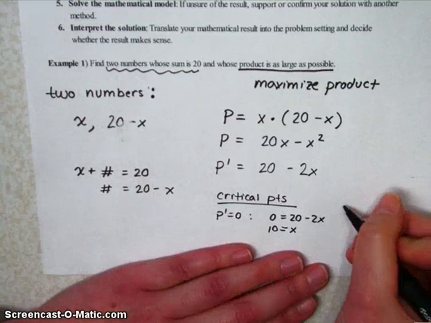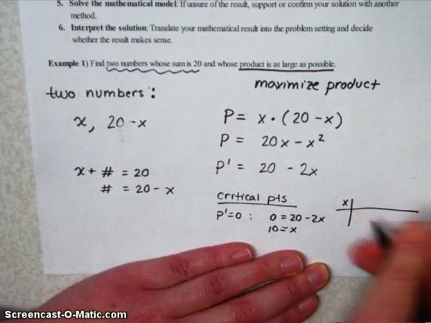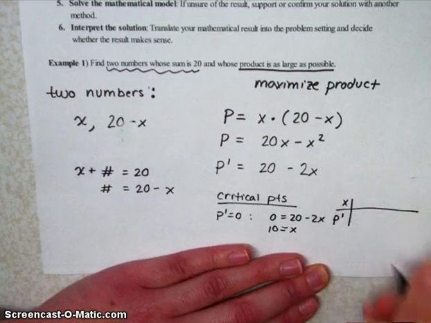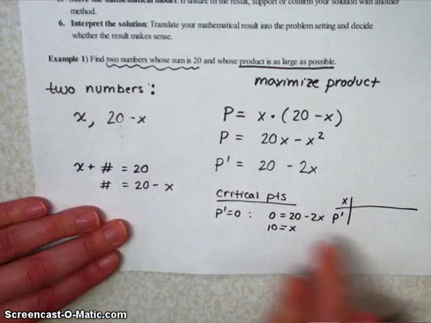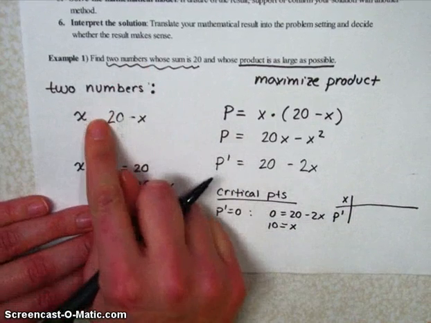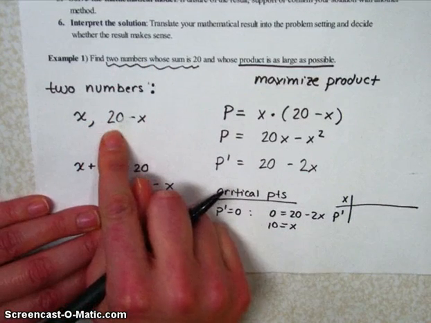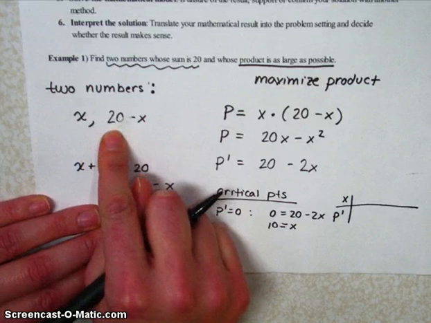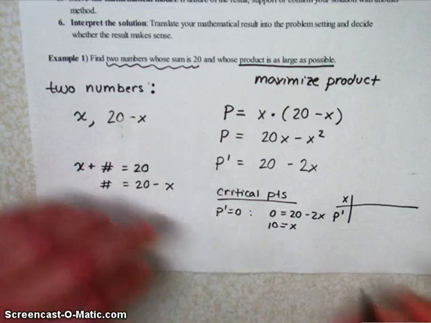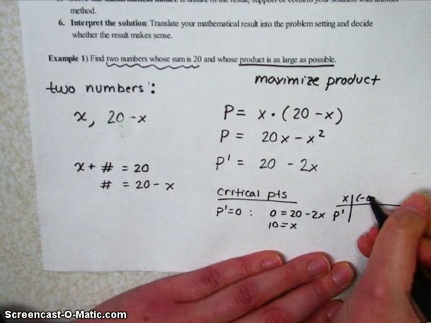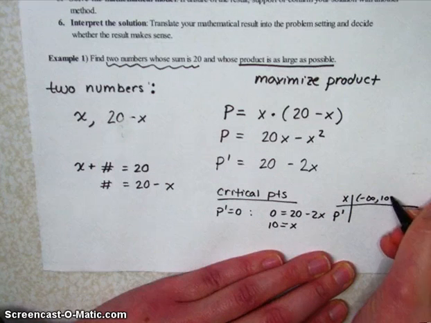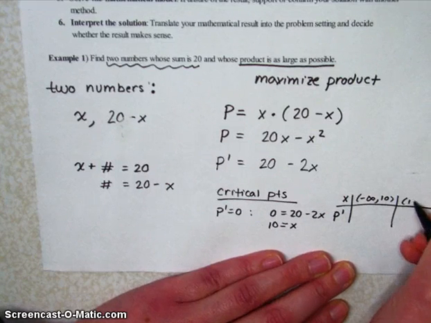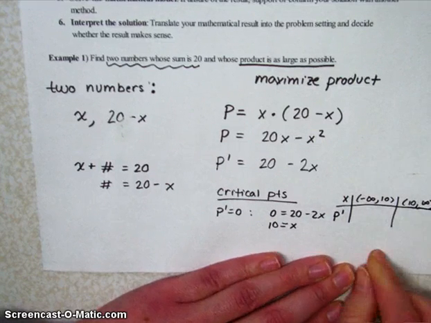So now I'm going to make my table. And I'm going to use p prime here just in the context of the problem. Now I need to think about my endpoints and my restrictions on these two numbers. The problem didn't tell me that the numbers had to be positive, so I can actually have any two numbers added together. So I'm going to start from negative infinity and go up to 10, my critical point, and then go from 10 to infinity.